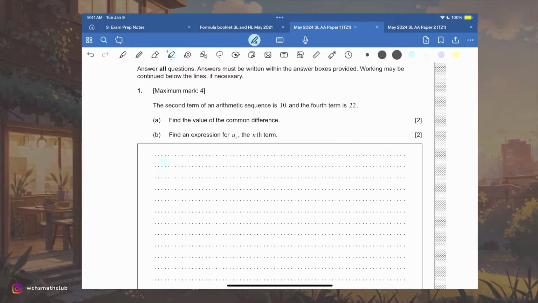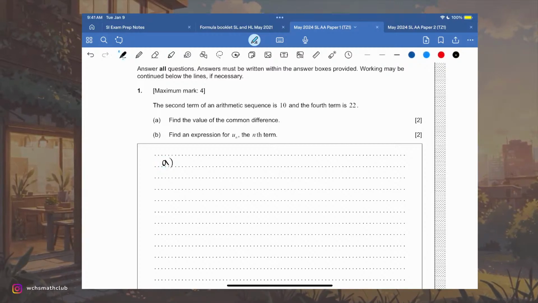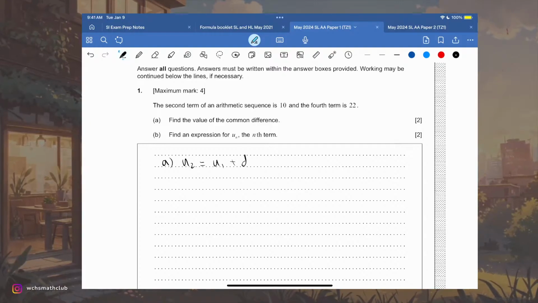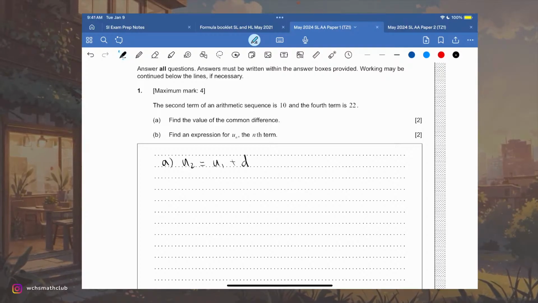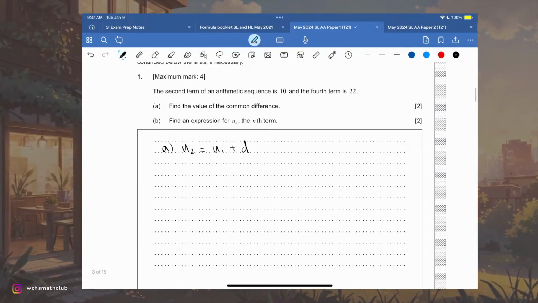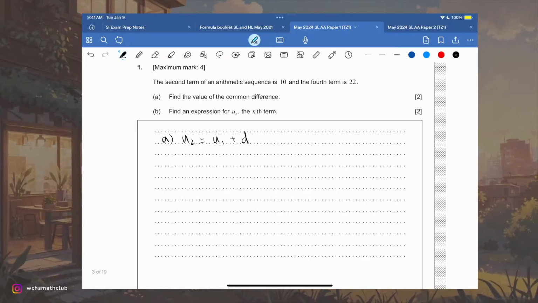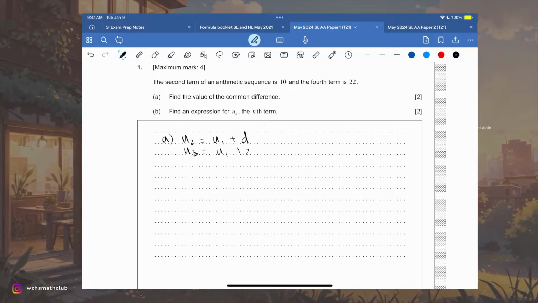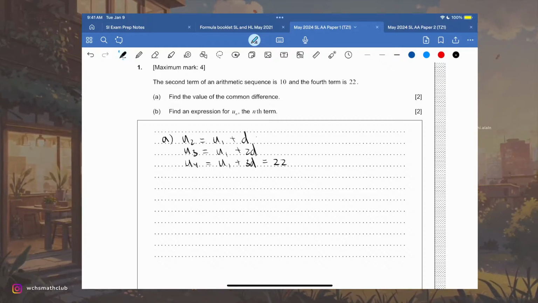So for part A, we know that the second term equals the first term plus the common difference. Here I'm using U because the official formula booklet uses U for sequences and series, which is a little different from what we're used to, but it's just a variable. The third term equals U1 plus 2d, and the fourth term equals U1 plus 3d, which we know is equal to 22. And we know the second term equals 10, as given in the question.